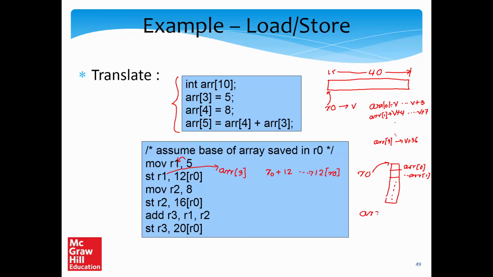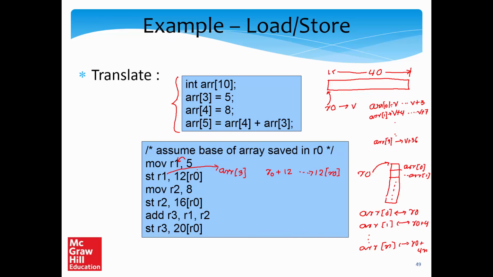The starting address of array[0] is R0, let's say. The starting address of array[1] is R0 plus 4, 4 bytes, because the size of one integer is 4 bytes. Similarly, the starting address of array[n] is R0 plus 4n. So that's the reason the starting address of array[3] is 12(R0).